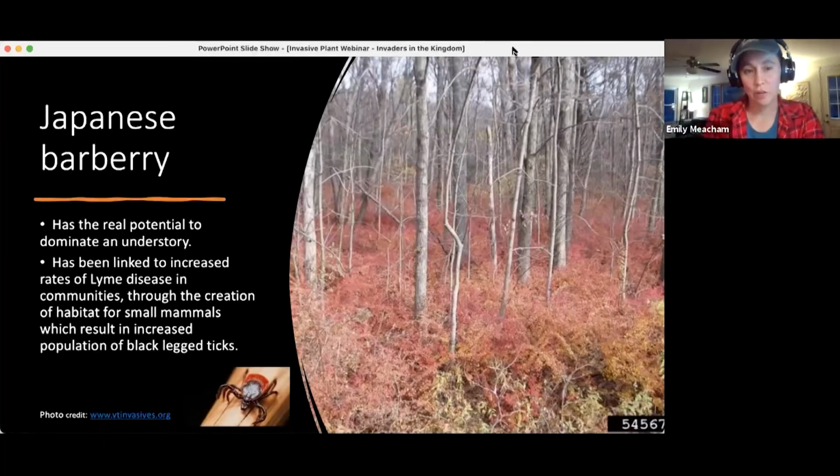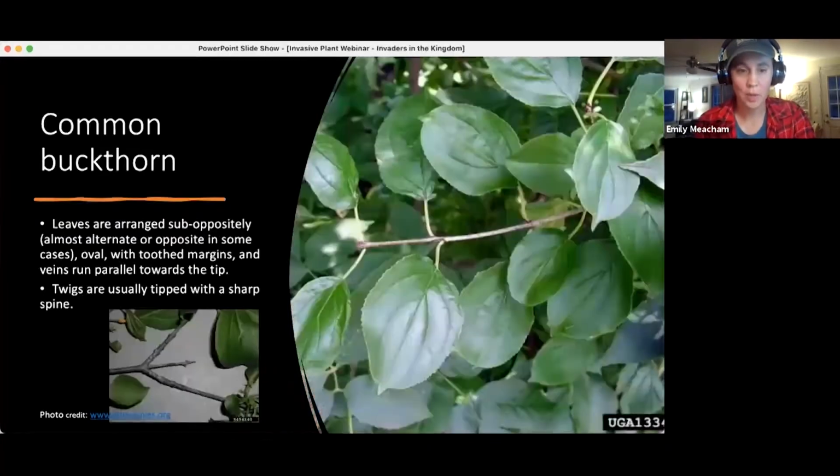This is just another picture of Japanese barberry. And this is a very classic photo of what we're trying to avoid up here. It grows, not like common barberry in very, very tall clumps, but it technically spreads along the forest floor. I have seen some of this behavior in the Northeast Kingdom. Because of this dense forest floor, it's a great habitat for small mammals. Japanese barberry has actually been linked to increases in Lyme disease because that habitat is so great for small mammals that carry the black-legged ticks. All right, we'll move on to common buckthorn.